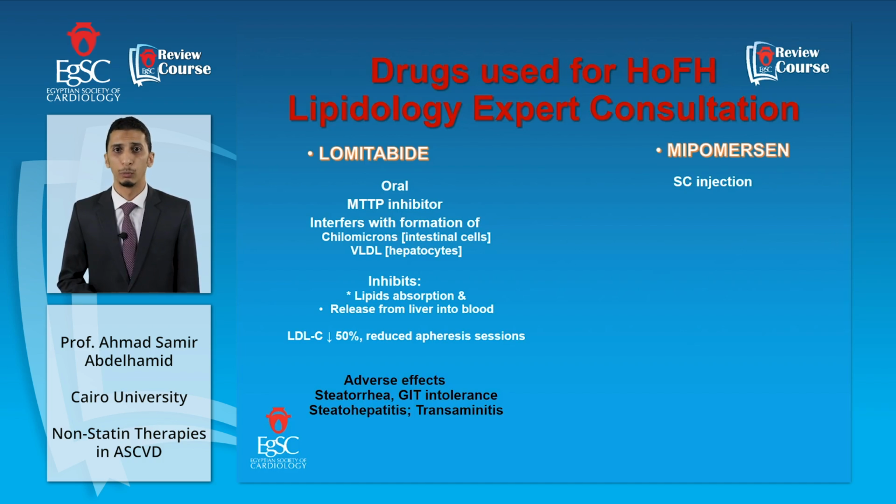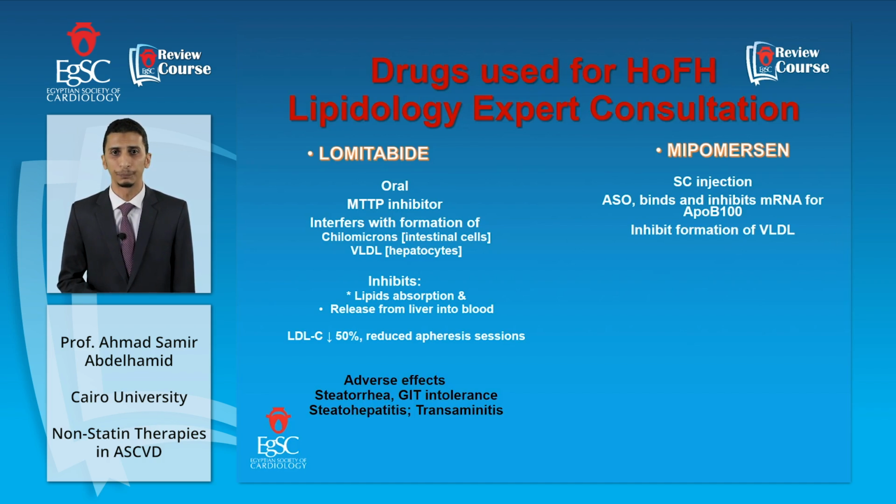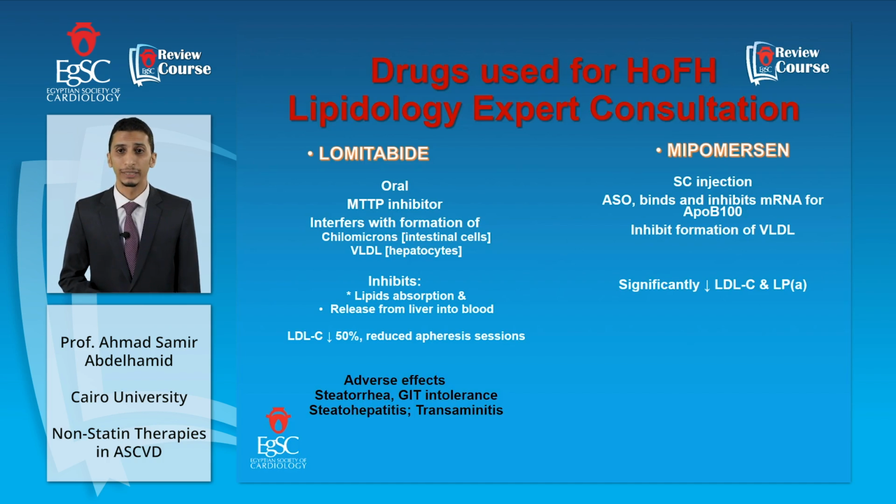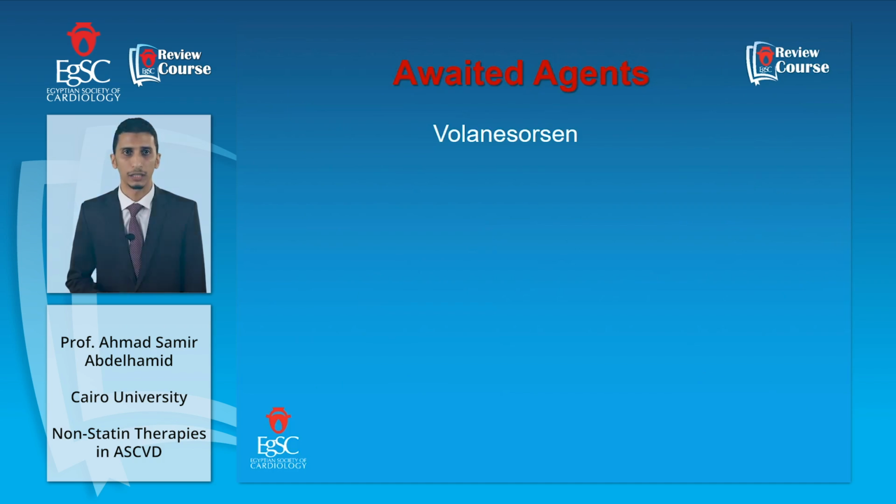On the other hand, mipomersen is taken by subcutaneous injection. It is an antisense oligonucleotide, which means that it is a small molecule that binds and inhibits the messenger RNA for ApoB100 lipoprotein. It inhibits the formation of VLDL inside the hepatocytes. It significantly reduces LDL cholesterol levels and lipoprotein little a levels, and its adverse effects are essentially liver toxicity and reaction at the injection site.